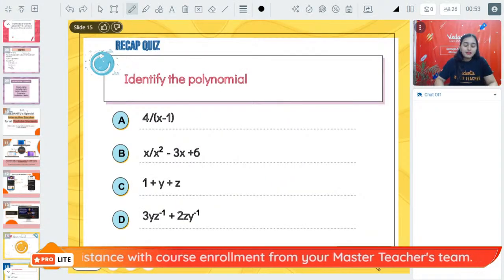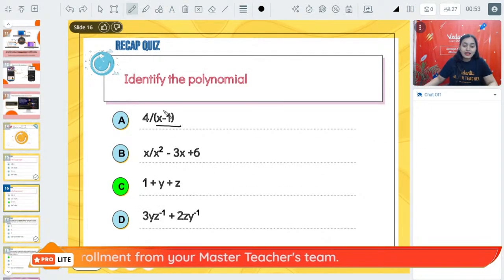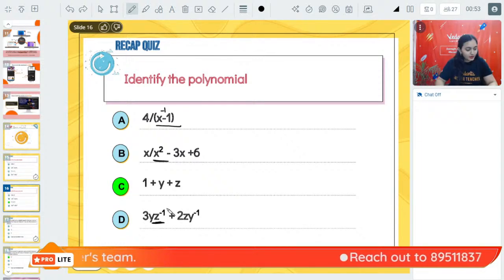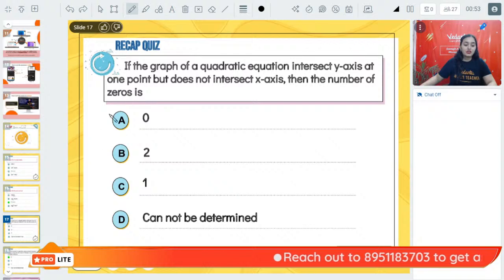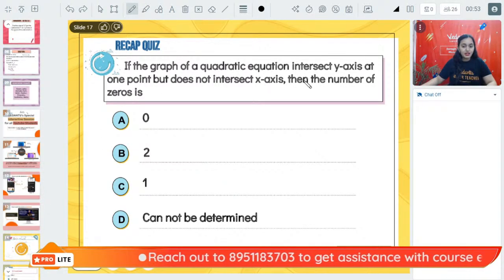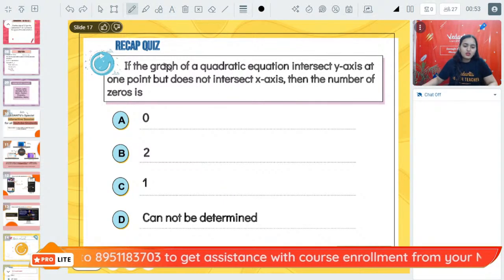All right. So, the right answer is option C, because this is negative power. This is negative power. The power cannot be negative. Right? Yes. Next question.